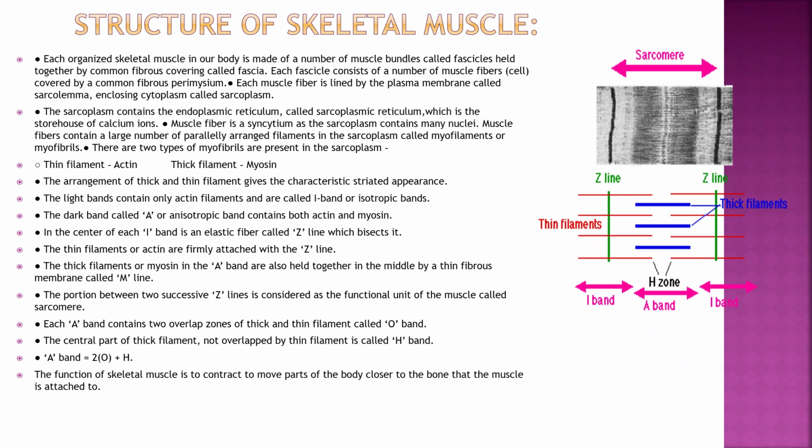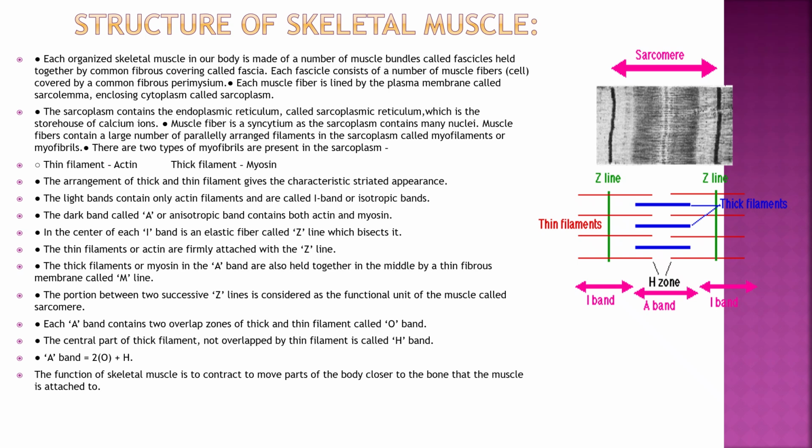The thin filament or actin are found attached with the Z line. The thick filaments of myosin in the A band are linked together in the middle by a thin fibrous membrane called M line. The portion between two successive Z lines is considered as the functional unit of the muscle called sarcomere.